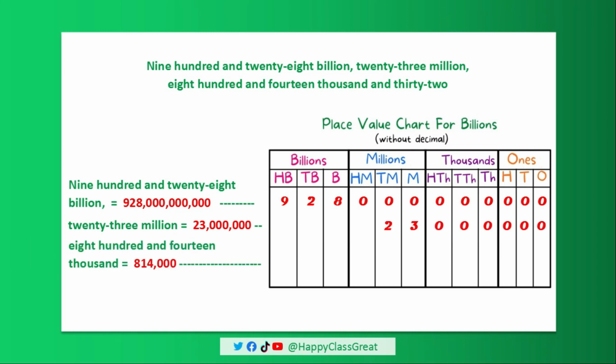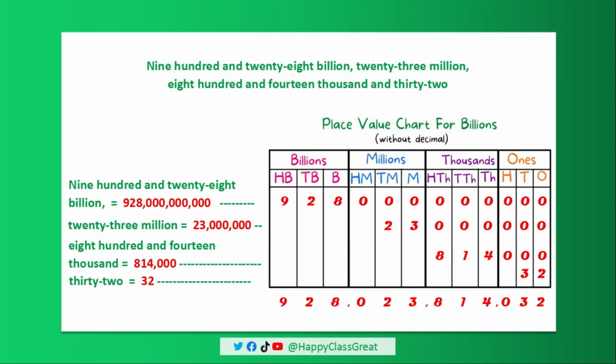And the next part is the 814,000, 814 followed by 3 zeros, and you put it in the place value chart like so. And the last part, which is 32, which is just 32, and you put it in the place value chart like so. Put everything together and you list it under the place value chart like so. And in the next slide I will show you the complete words.